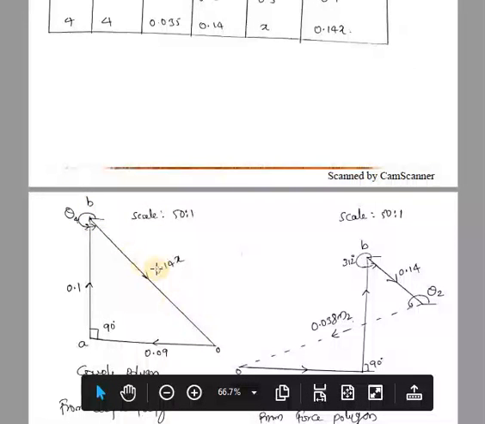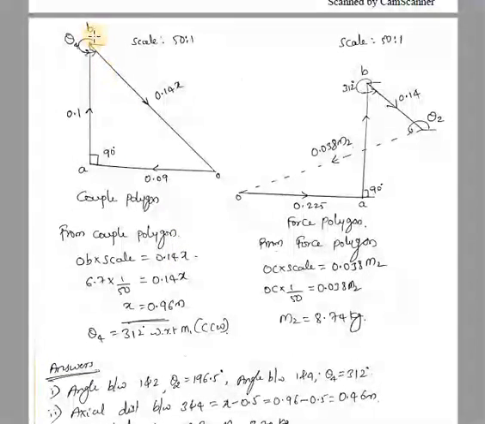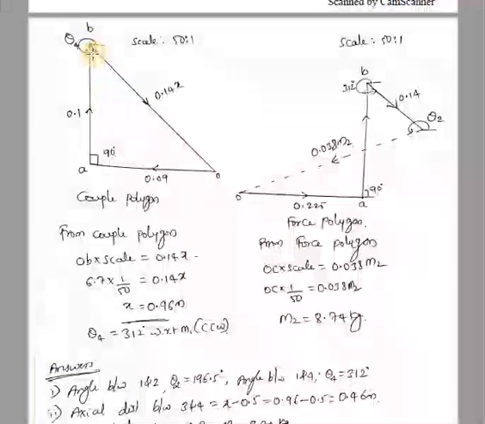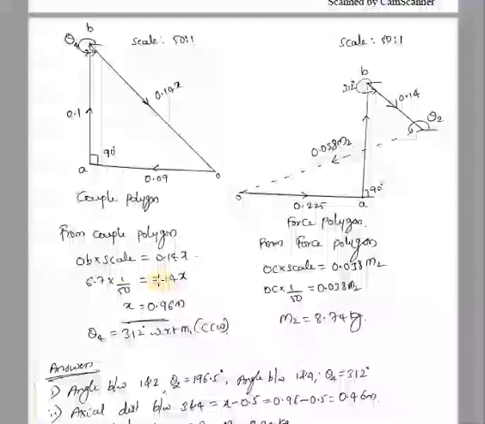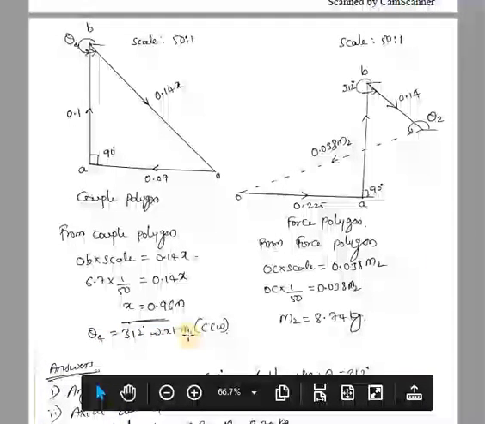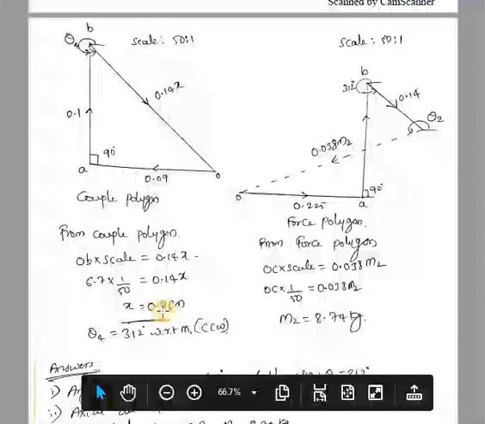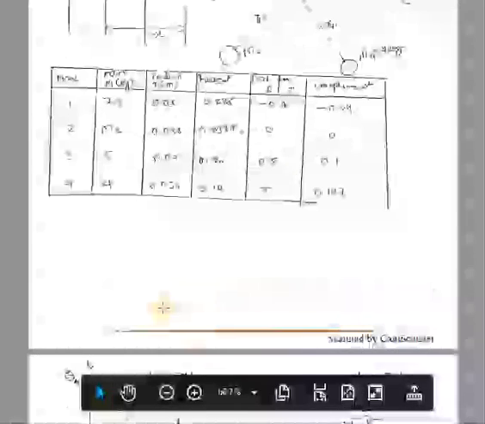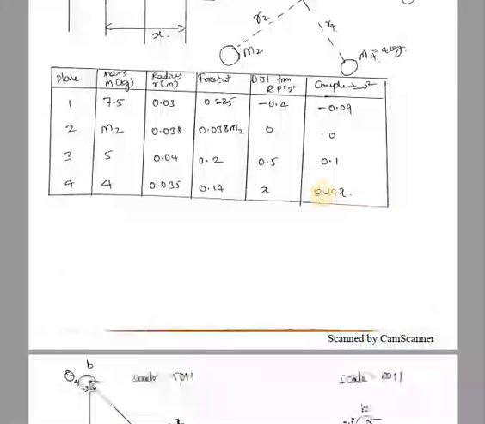The length of this line should be equal to 0.14x, from which you will get the value of x, and also the value of theta 4, that is the angle for the fourth mass with respect to mass M1. So from this, O to B into scale equals 0.14x. So x is 0.96 meter and theta 4 is 312 degrees counterclockwise. You have to substitute this x value in this equation, in this column, and from this you will get the couple.